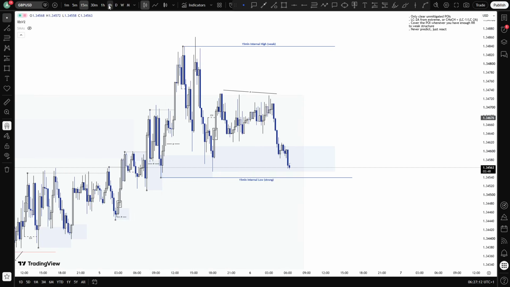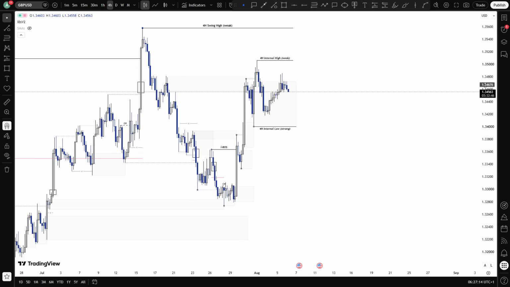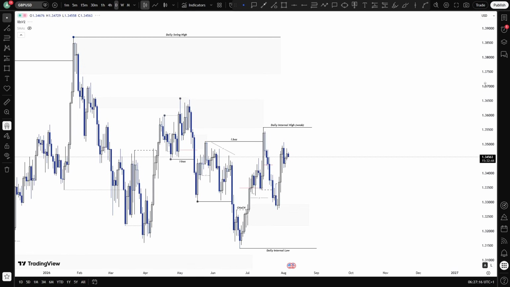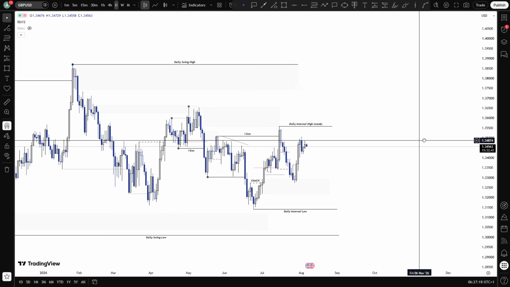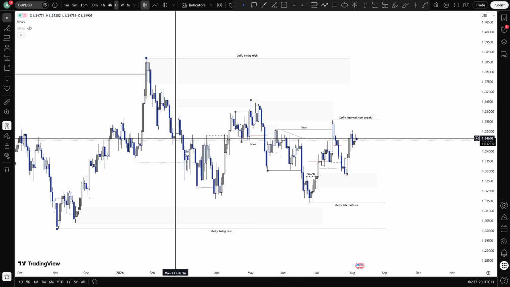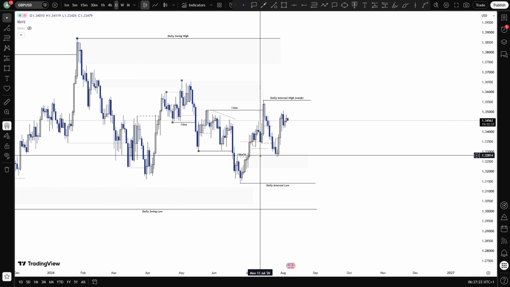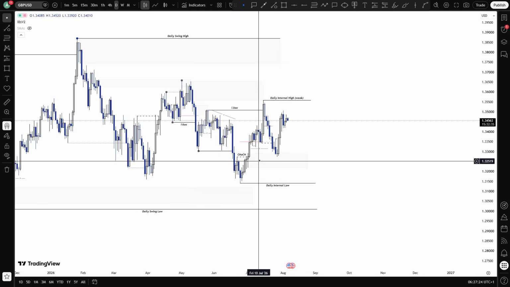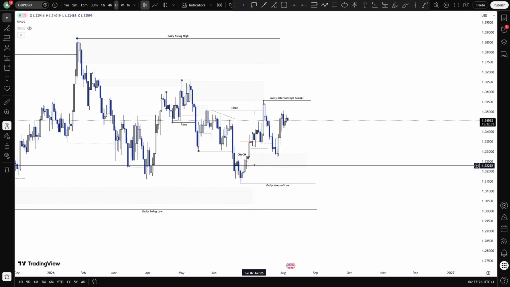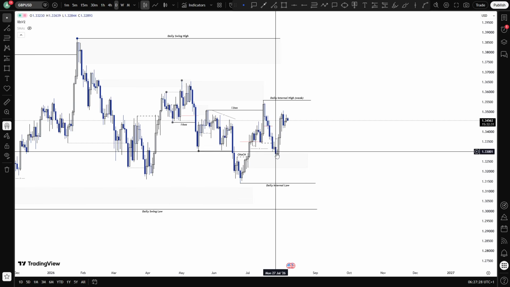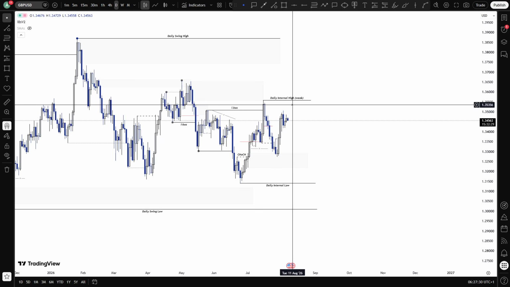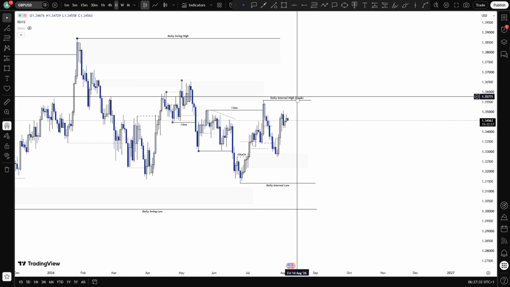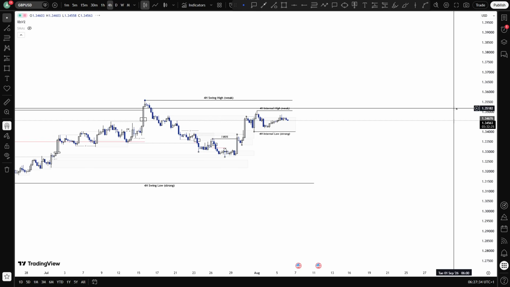Alrighty, so pre-market analysis. Let's start with GU. As we said yesterday, daily is bullish, swing is bullish, internal is bullish. We reacted from our EQ, below our EQ, on the only unmitigated demand, and we had that shock. So price is pushing to the upside now, potentially breaking that internal weak high.